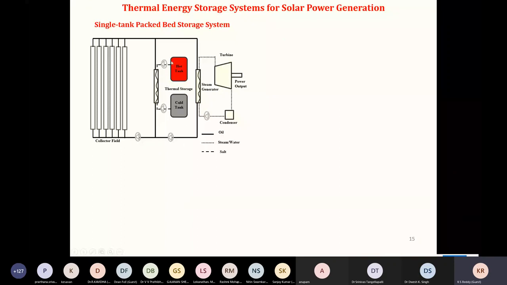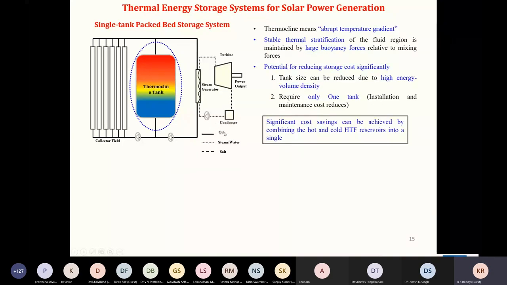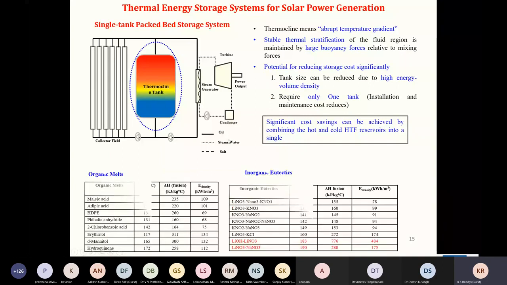So these 2 big tanks will be cost intensive. Therefore, we can eliminate these tanks with a single tank like this, which is called a thermocline tank. In the same tank, the thermocline is established, and it moves from forward to backward and backward to forward. This is an important tank, and we have done extensive analysis on this, and we are also doing a lot of work on this.